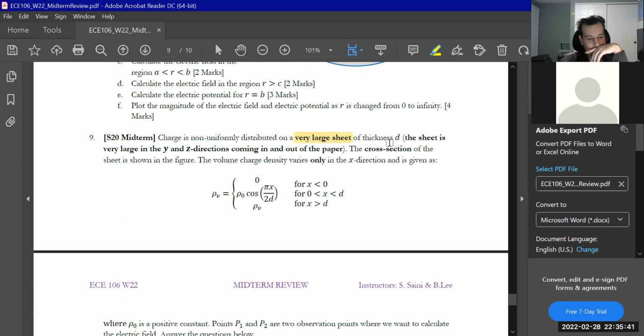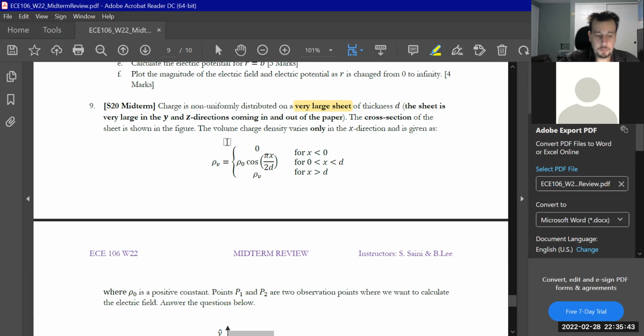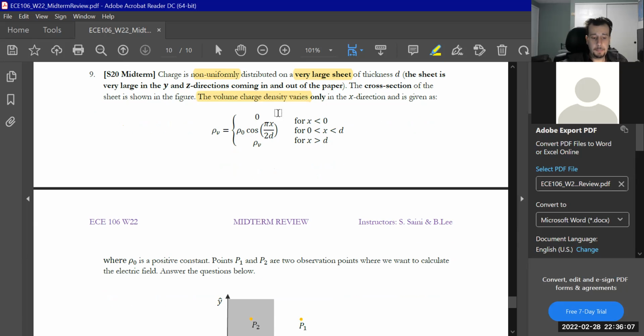All right. Charge is non-uniformly distributed on a sheet, a very large sheet of thickness D. The sheet is very large in the XY. The cross-section of the sheet is shown in the figure. The volume charge density. Wait, it's not a sheet. If it has a volume charge density, it's a slab. Why can't they just be careful with their words? So anyways, it's a slab, okay?